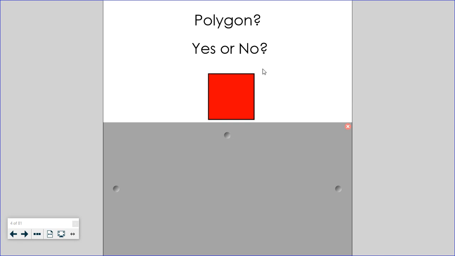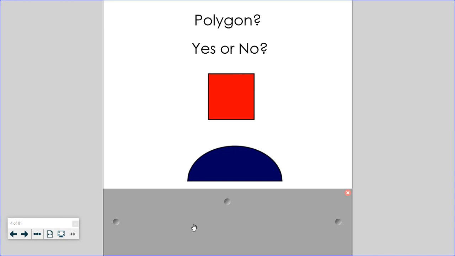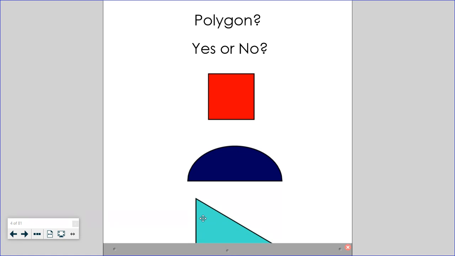Yes, it is. It's a shape that is closed. There's no openings and it has straight sides. How about this one? No, this one is not a polygon because even though it is closed, it has a curved side, and polygons need to have straight sides. And how about this one here?